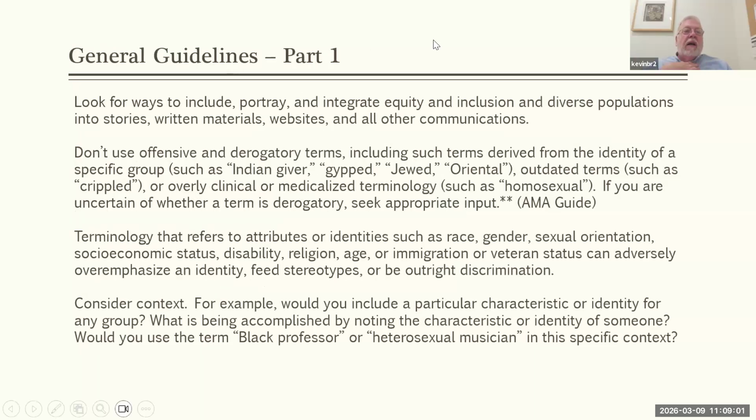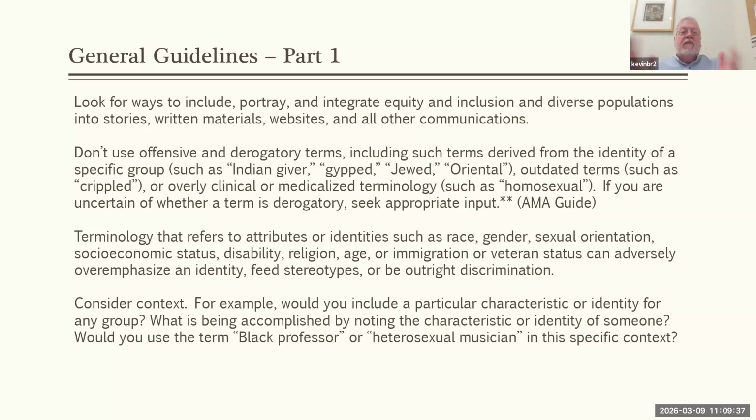So general guidelines is look for ways to integrate equality and inclusion in diverse populations into these written materials. Don't use offensive or derogatory terms. Now that seems common sense, but again, things have changed. Terms could be such as Indian giver, Gyp, Jude, Oriental. And I have a personal confession here to make, particularly on the term Oriental. I didn't really realize until maybe 3, 4 years ago that Oriental was not to be used anymore.